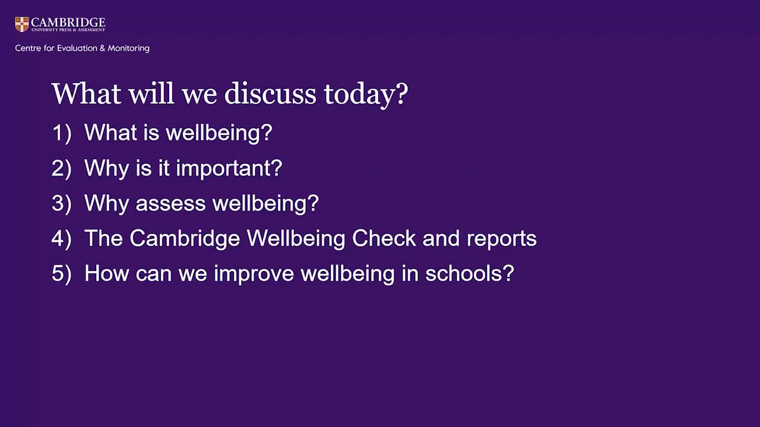Just before we get going, have a quick look at what we will be covering this afternoon or this evening. Firstly, we're going to look at wellbeing and how we define it, what we think it is, and why it's worthwhile assessing students' or learners' wellbeing. We'll then tell you a little bit about the Cambridge Wellbeing Check and the reports that go with it, and then come back right at the end at point 5 and think about, if I was back in school, what might I do to improve the wellbeing of my students or my learners, and hopefully point you in the direction of some resources that you might be able to use.